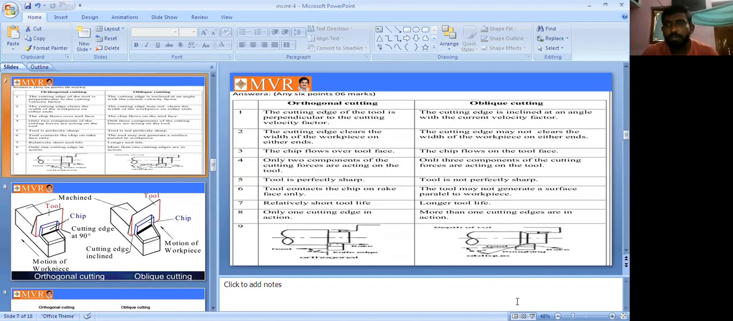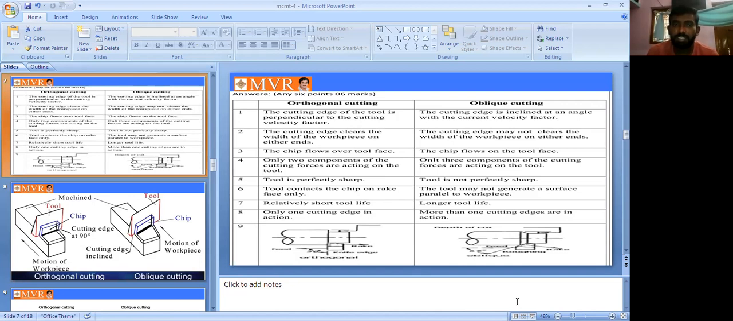Next, we can see another topic: orthogonal cutting and oblique cutting. These are machining operations, and these processes are also very important. This is also one of the fundamentals of machining operations. Cutting is generally of two types: one is orthogonal cutting, the second one is oblique cutting.